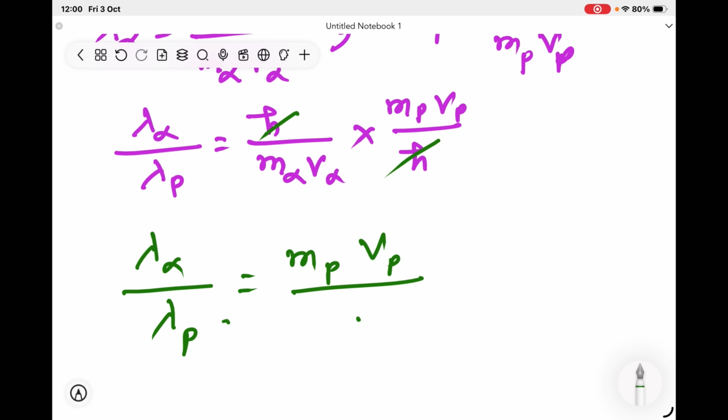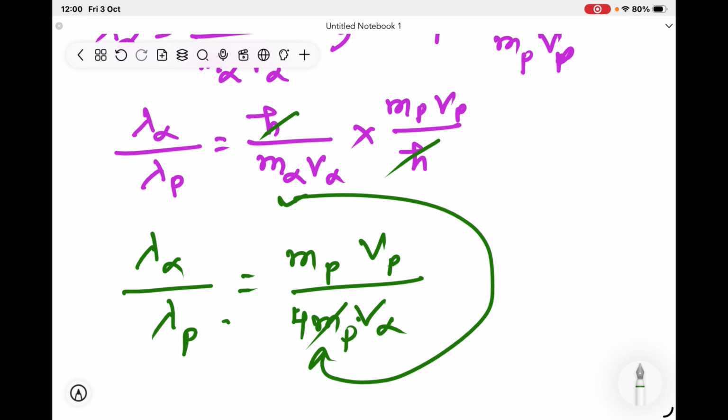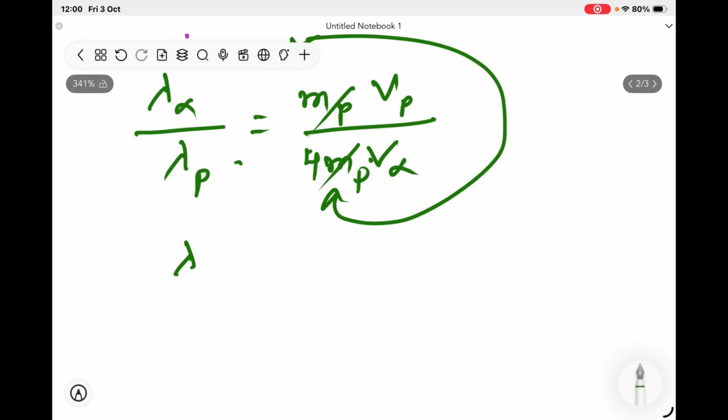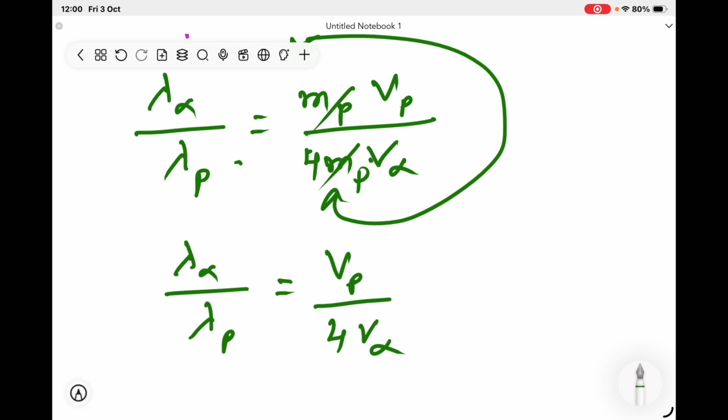And then the mass of alpha, you can see it was written as 4 times the mass of proton. You should see this from the above particulars, and v alpha as it is. So the mass of alpha I have opened as 4 times the mass of proton. So the mass of proton will be cancelled. So what are we left with? We are left with lambda alpha by lambda proton equals Vp divided by 4 times the velocity of alpha.